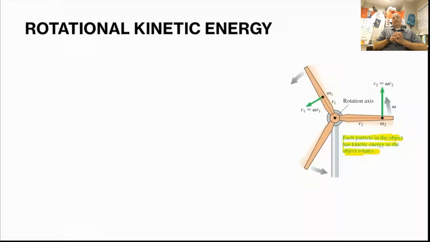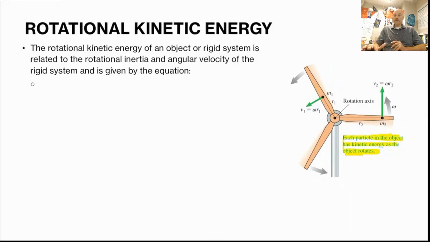Hi, this is topic 6.1 here in the energy and momentum of rotating systems unit. This is where we're going to focus on rotational kinetic energy. So rotational kinetic energy for a rigid system or object is related to the rotational inertia and the angular velocity.